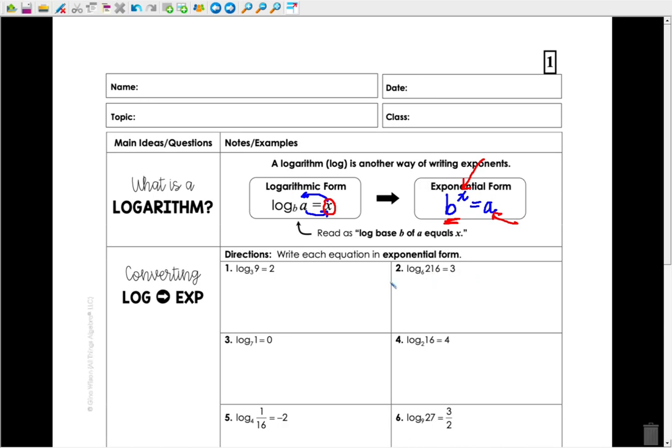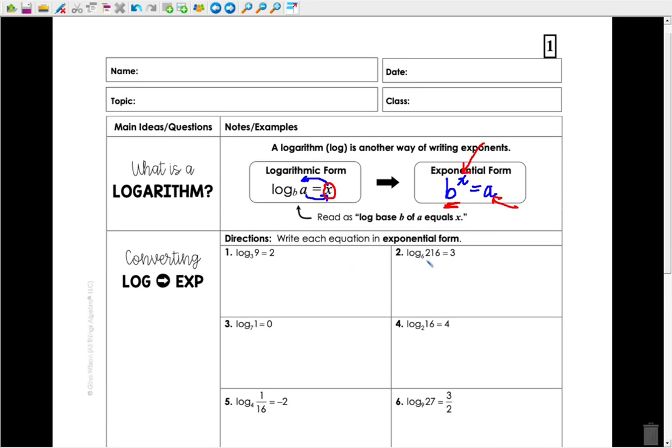Let's see how this goes. Write each equation in exponential form. This equation says log base 3 of 9 equals 2. What this is saying is 3 is my base, and to what power will it equal 9? Well, it's saying 3 to the second power equals 9. If you recall, the number here is our answer, meaning it's the number that goes with our x. If you put this in the calculator and check it, you will see that this is in fact true. This one says log base 6 of 216 is 3.